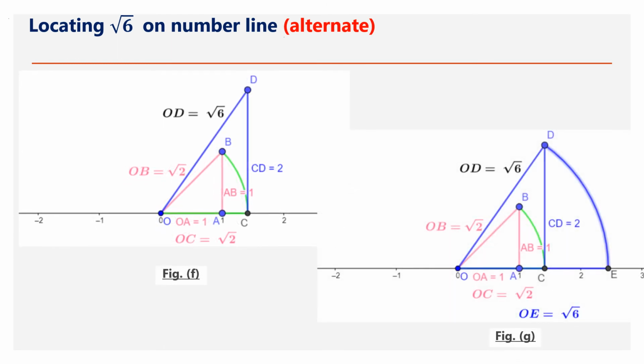Draw the arc with center at O and radius OD. The arc is drawn in clockwise direction, intersecting the number line at point E. OE is equal to OD is equal to square root 6. O is at 0, so E is at square root 6. In case if we want to mark negative of square root 6, what we have to do? We have to draw the arc in the anti-clockwise direction, intersecting the number line on the negative x-axis.